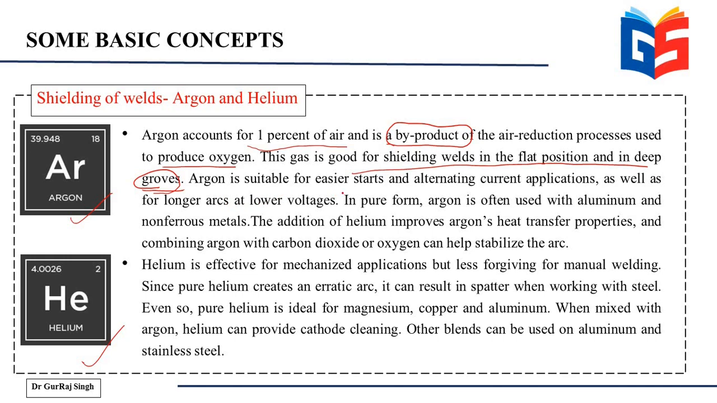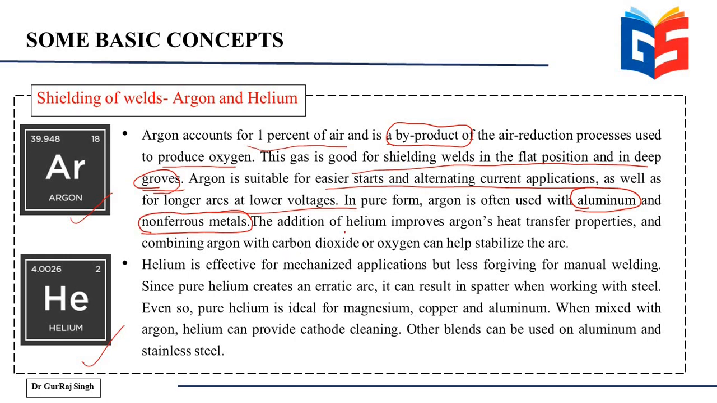It is also suitable for easier starts and alternating current applications, as well as for longer arcs at lower voltages. So you can see that there are certain specific conditions in which the usage of argon gas is much more favorable as compared to other gases. In pure form, argon gas is often used with aluminium and non-ferrous metals. So again, you have its application which is done with either aluminium or other non-ferrous metals.